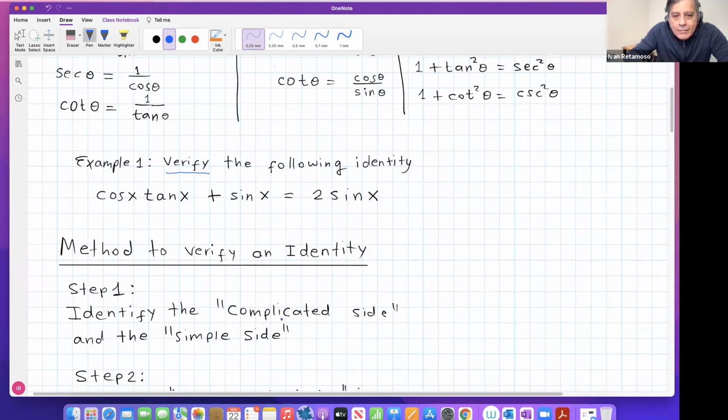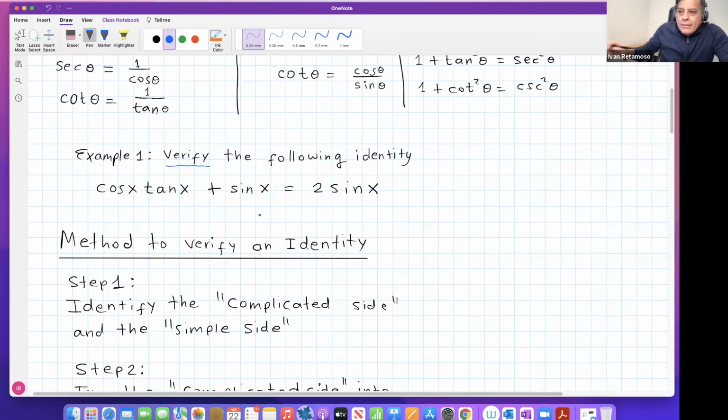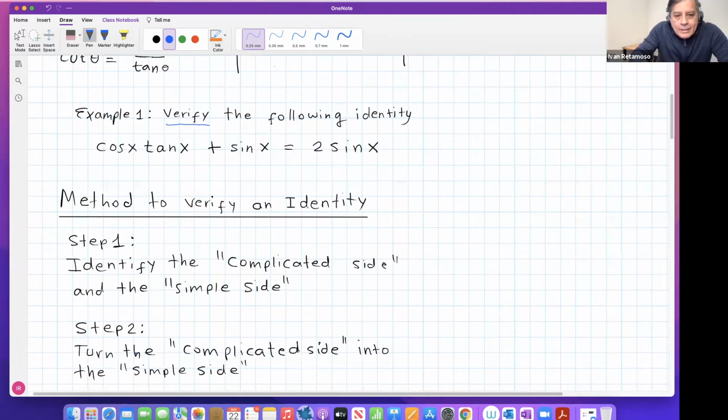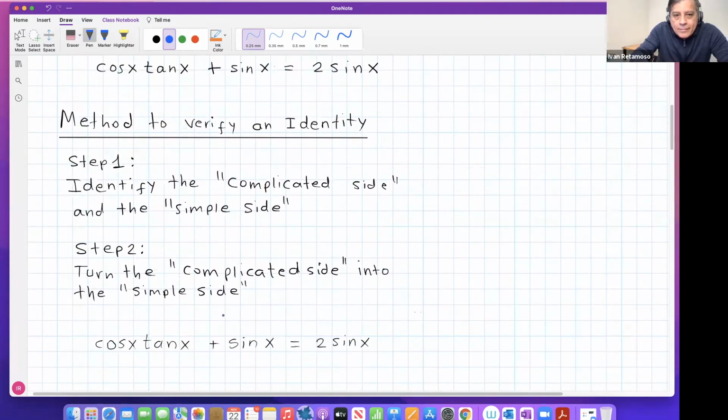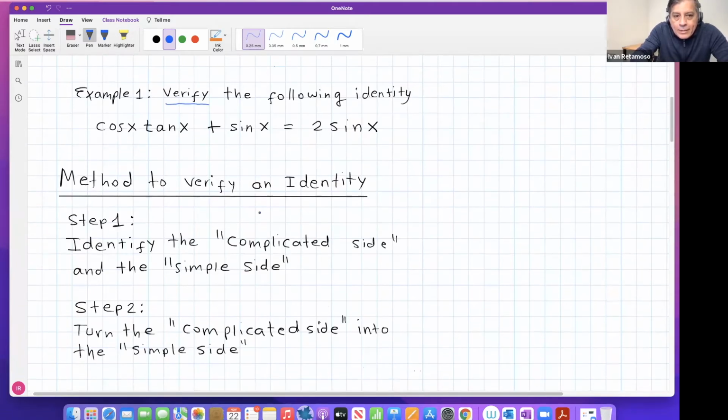Step 1, identify the complicated side, between quotation marks, and the simple side. The complicated side should be the one that looks longer or more complicated. The simple side should be the one that looks smaller, less complicated. So first, you're going to identify the complicated side and the simple side. Step 2, turn the complicated side into the simple side. Following these two steps, you should be able to verify the identity. So let's apply these two steps to this example 1, to verify this identity.